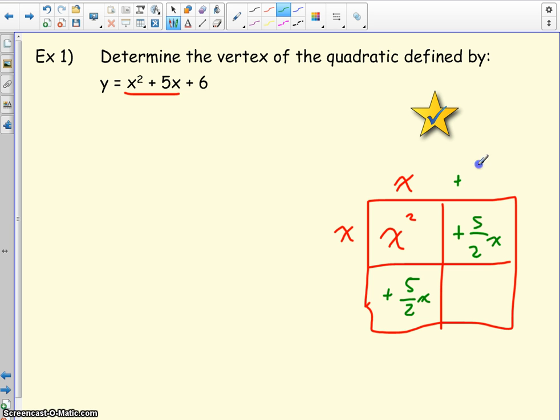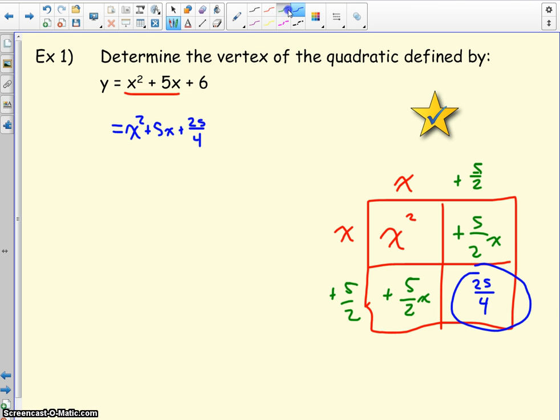Okay, which means I'm going to have x plus 5 over 2 times x plus 5 over 2 on the outside. Okay, so what's going to have to go down here in the bottom right part of the array? Well, 5 over 2 times 5 over 2 is 25 over 4. 5 times 5 over 2 times 2. So that means over here, when I take x squared plus 5x, I'm going to have to add 25 over 4 to make it a perfect square. But again, to compensate, to balance, I have to subtract 25 over 4. Okay, that plus 6 was part of our original equation, it's just along for the ride.